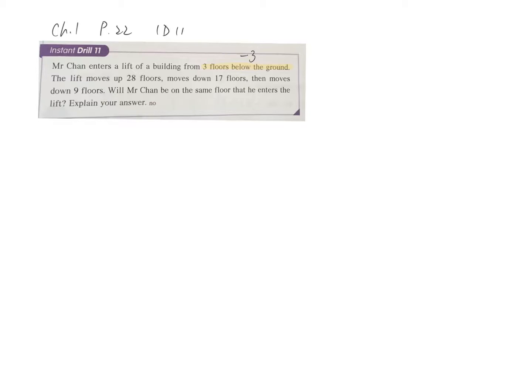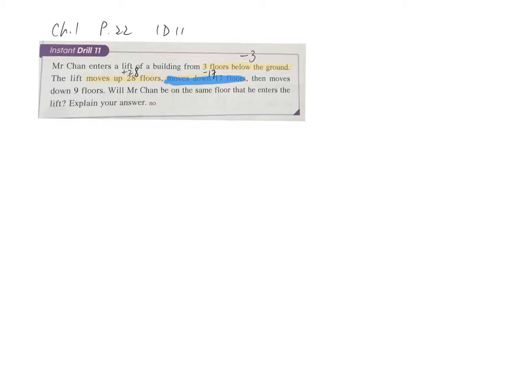Let's go on. So the lift now moves up 28 floors. So the first change is going to move up. In that direction, we will represent it by a direct number of positive 28. And then we'll see the next action is move down 17 floors. I use another color. 17 floors. So in that direction, moving down, we'll mark it down as a negative of 17.